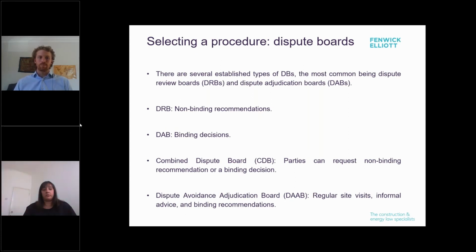The DAAB represents the most comprehensive dispute board today, and it exemplifies a trend amongst the DB institutions to focus on claims management and dispute avoidance first, with adjudication as a last resort. Now moving to the key elements of the procedure, and I'll hand to Sana.